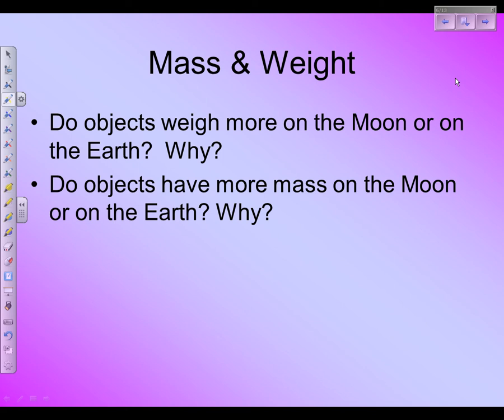But do objects have more mass on the moon or on the Earth? Same. The answer is they're the same. The amount of mass something has doesn't depend on what location it's in. But the force of gravity will depend on what location it's in. This has short answer question written all over it.